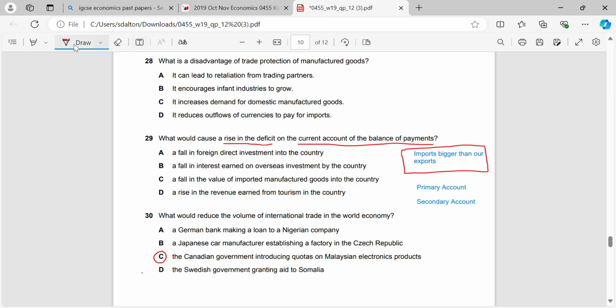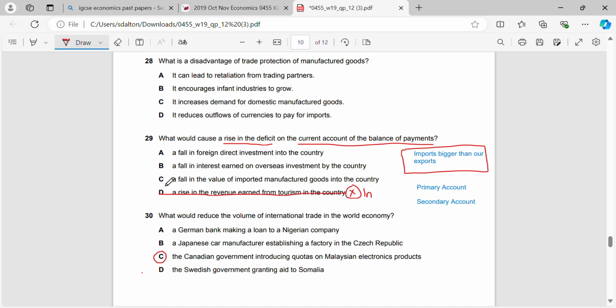Okay, so let's have a look through these. So for D, a rise in the revenue earned from tourism in the country, that is incorrect because that would be money coming in, right? So if it's money coming in, that would decrease a deficit, not increase a deficit. So we're left with A, B and C.